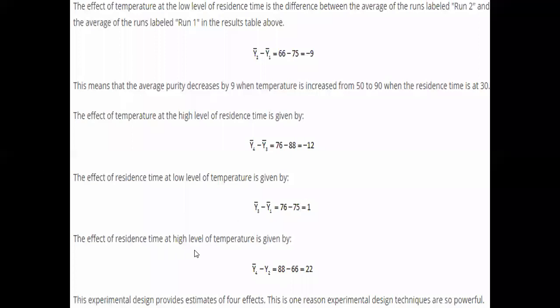The effect of residence time at high level of temperature is given by y4 minus y2, 88 minus 66, equal to 22. So this experimental design provides estimates of the four effects, how much purity is going to increase or decrease here. This is one reason experimental design techniques are so powerful. How much you want, that much you can adopt with this formula.